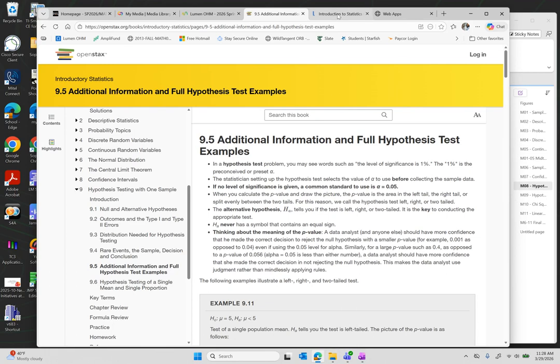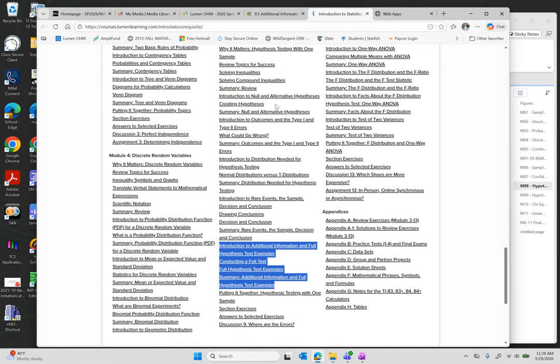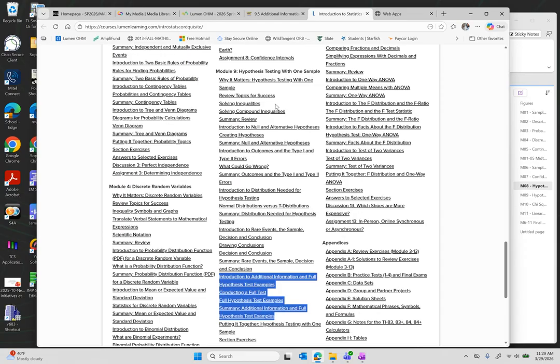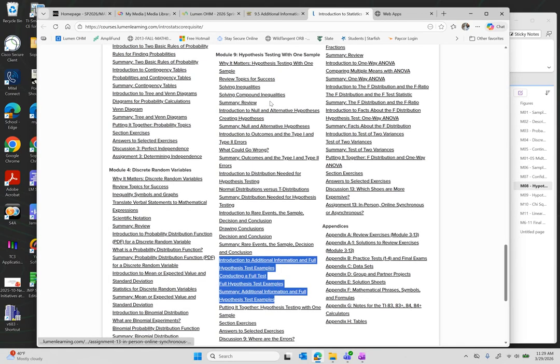And again, in the Intro to Statistics Corequisite book by Lumen, we are still in Module 9 for hypothesis testing with one sample.